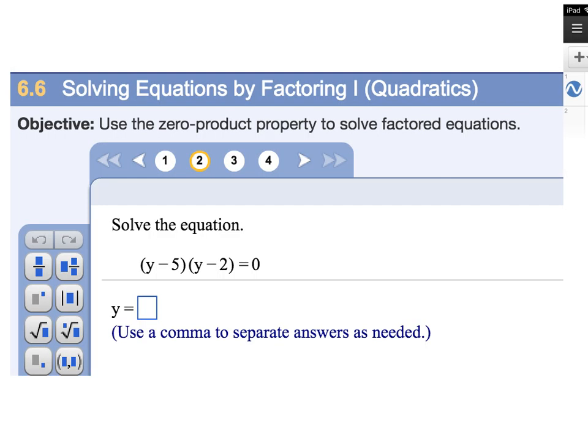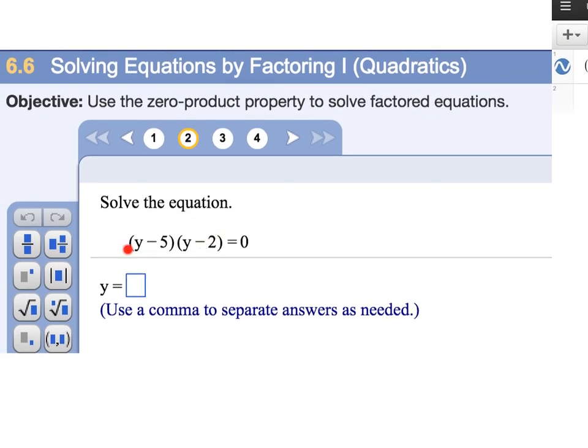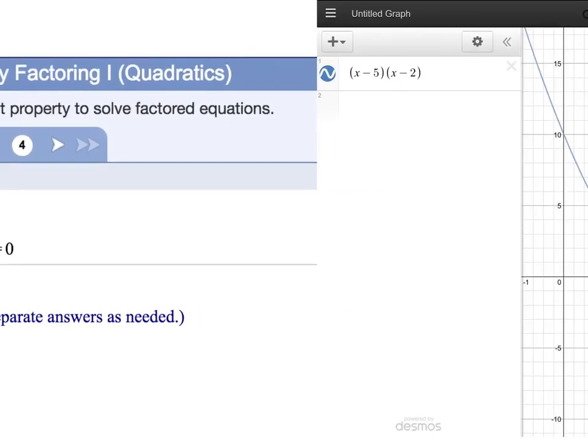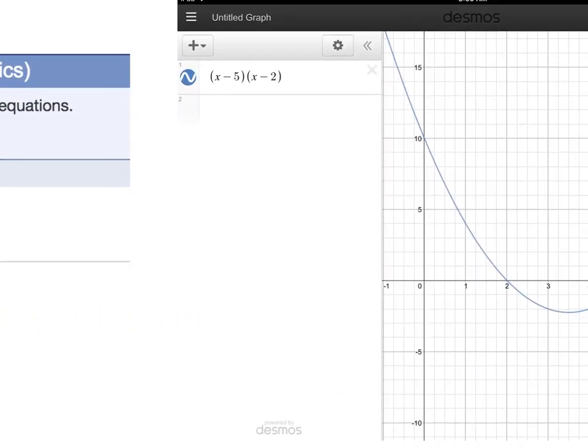So again, we have another equation here. You've got y minus 5 times y minus 2, and that equals 0, and we want to solve the equation. So the way we could use Desmos, now the tricky thing about Desmos is it really only likes the variable x. So x is our variable, so we're going to have to replace those y's with the variable x.